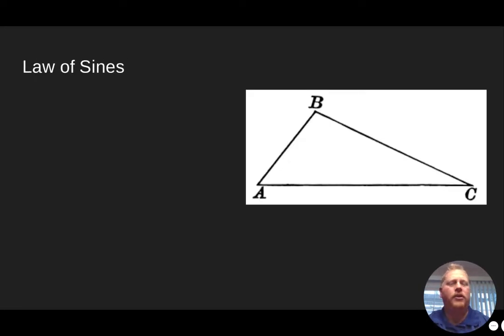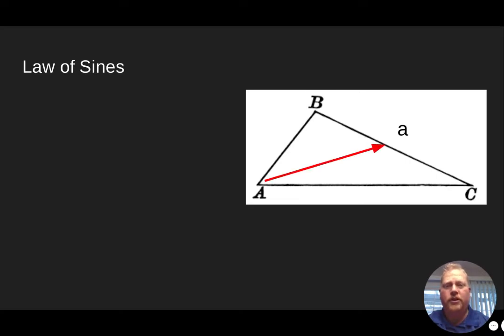So let's say we have a triangle ABC. What the law of sines will allow you to do is find missing sides or missing angles. And the nice thing about this is it doesn't have to be a right triangle. When we use sine, cosine, and tangent, it had to be a right triangle. With law of sines, it can be any triangle.